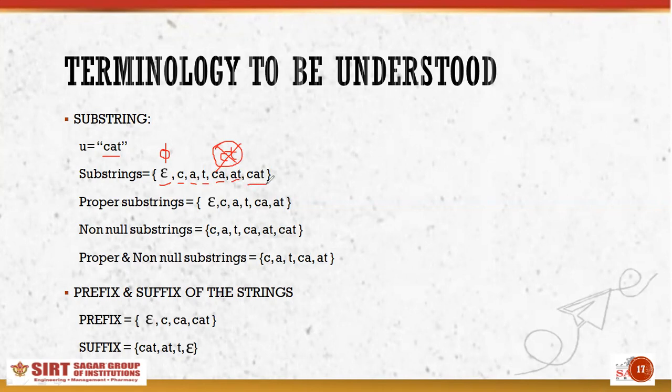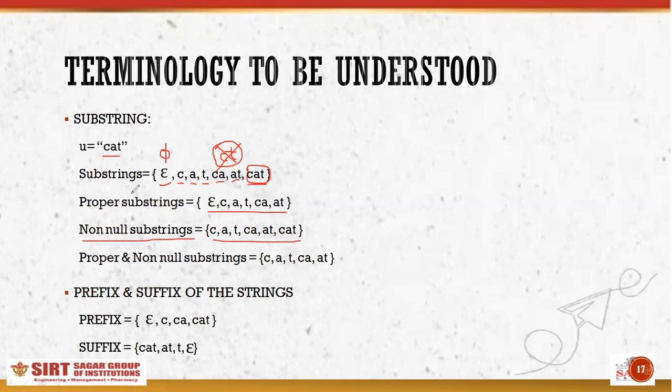And then we'll write a string with length 3, that is CAT. That means the string itself will come here. Okay, so these are the substrings, how we'll write substrings here. Now talking about proper substring. In proper substrings, only CAT will be removed, just like proper subset, and all other strings will remain as it was in the set of substrings. Similarly, non-null substrings: in non-null substrings only epsilon will be removed and all other things will remain as they are.